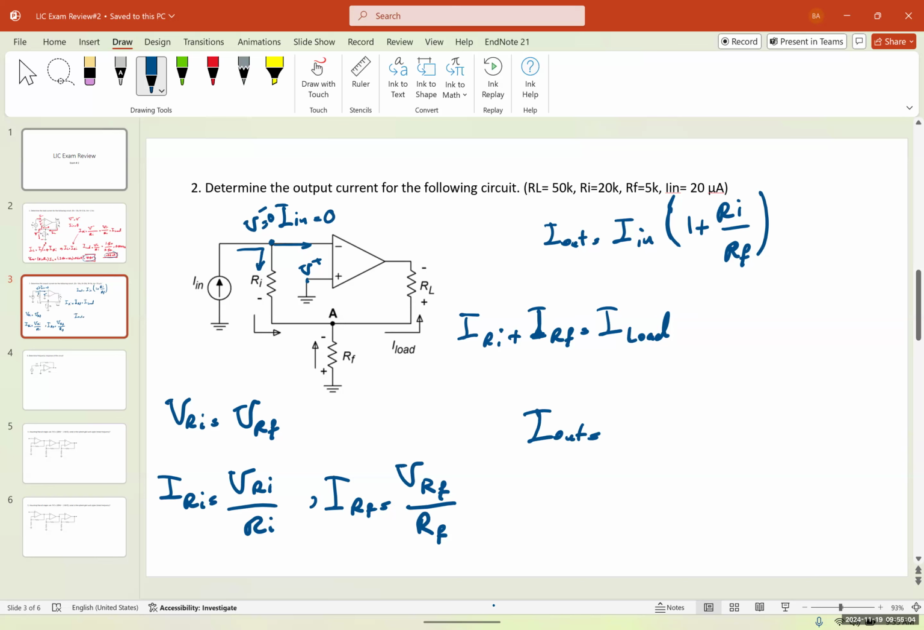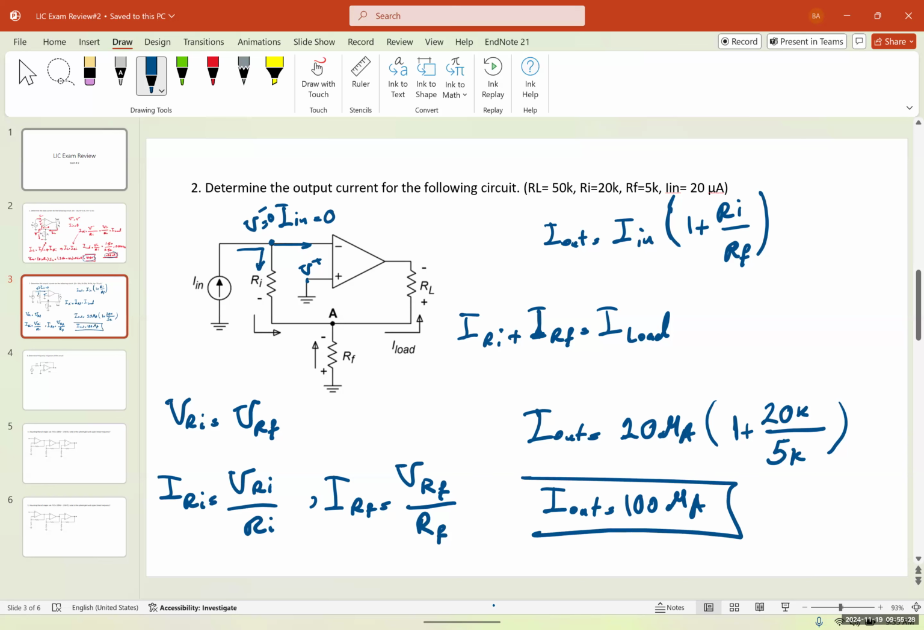I out would be equal to IN, which is 20 microamps, times 1 plus Ri, which is 20K, over Rf, which is 5K. Therefore, I out would be 100 microamps. The only thing that you need to know in the exam is just remember this equation. This is a current amplifier, and just replacing that, we're going to get I out, which is going to be 100 microamps.